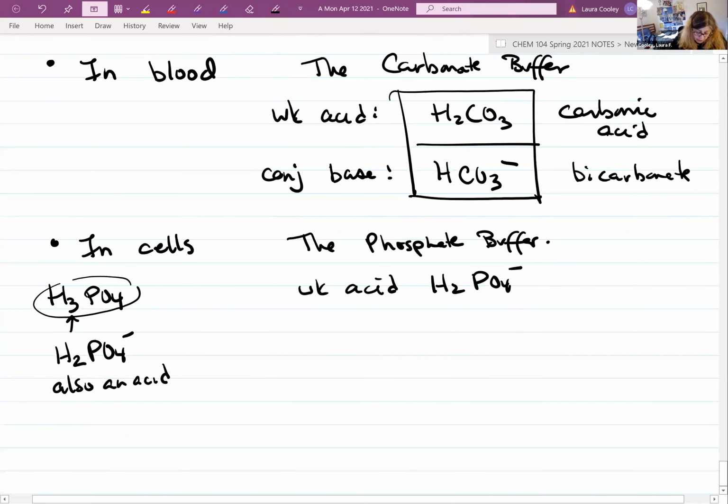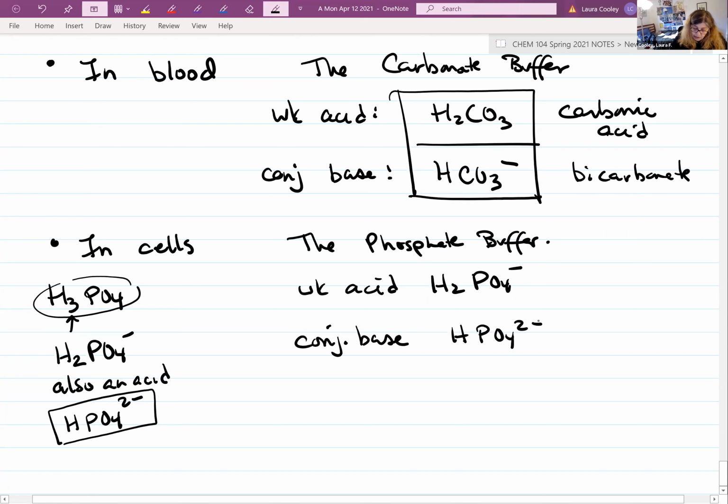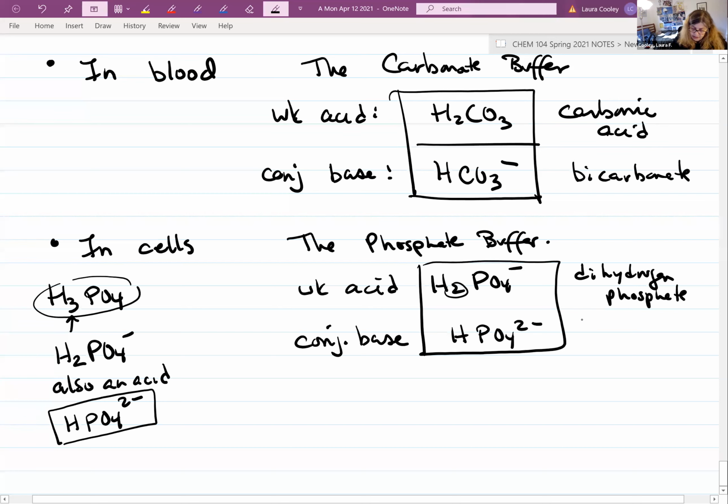Now, if you take away another H plus, you end up with this, and that is the conjugate base in this buffer, HPO4 2 minus. So this is called dihydrogen phosphate because it's got two hydrogens here, and this is called hydrogen phosphate. And this is the weak acid, this is the conjugate base, and that's what constitutes the buffer in cells.